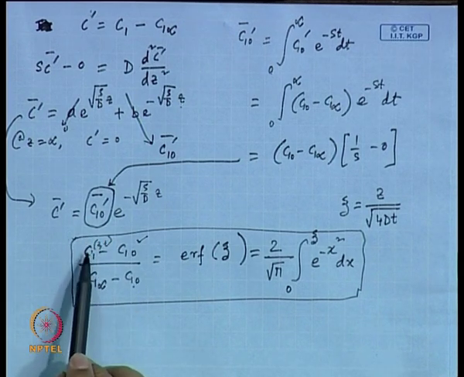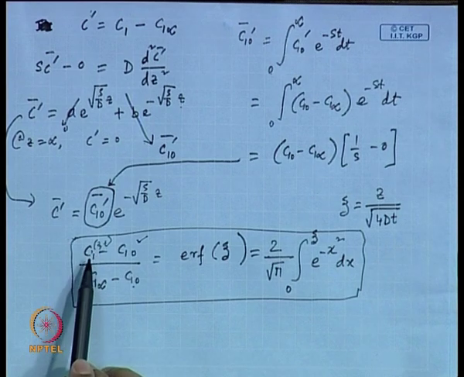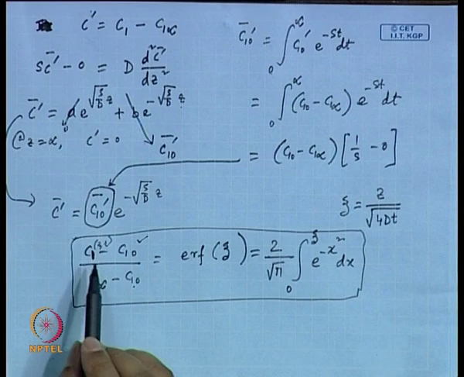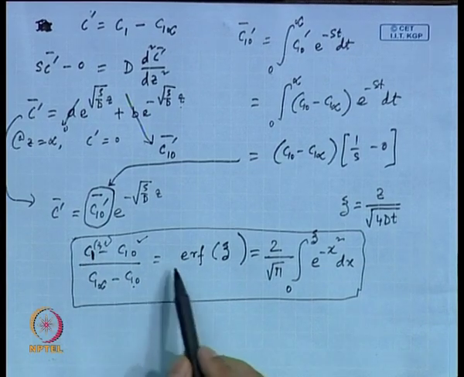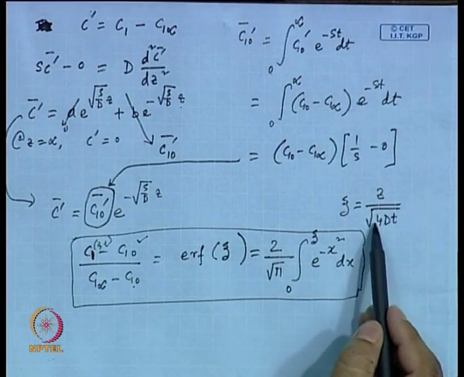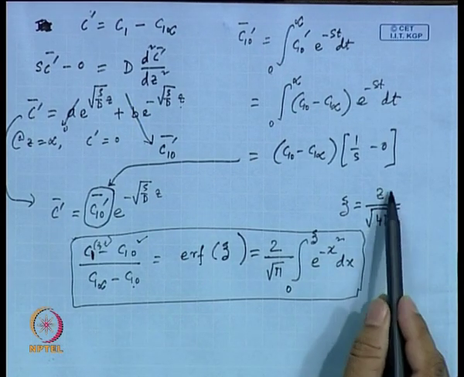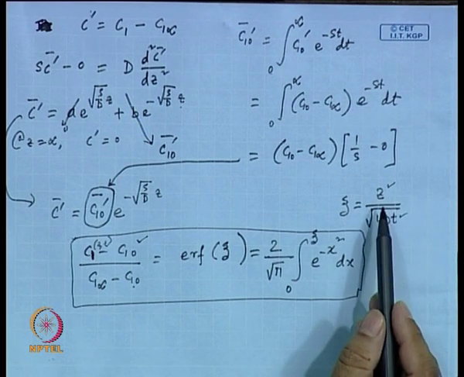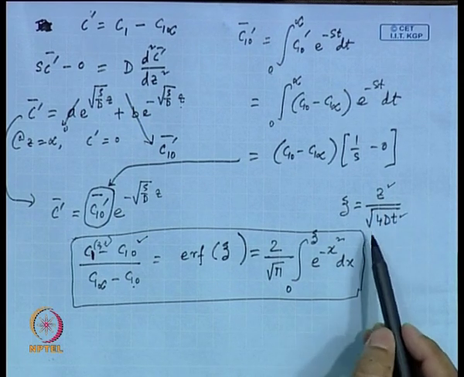So, this C1 is a function of z and t, and that is what you want to know, right. The functional form is the error function of zeta, where zeta is z by square root of 4Dt. So you have both z functionality involved, time functionality involved, and the diffusivity or diffusion coefficient that is involved.